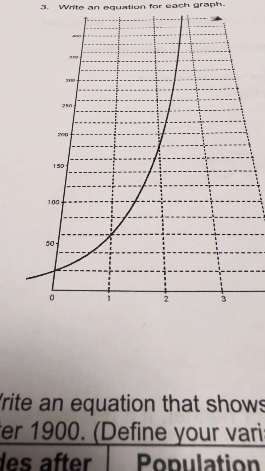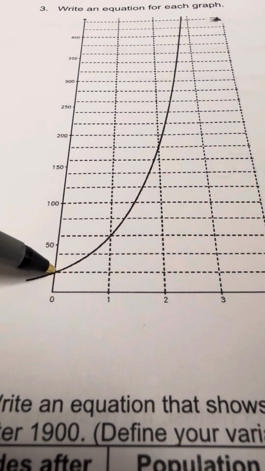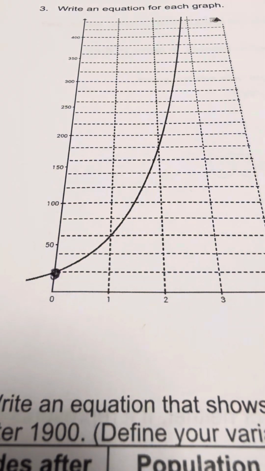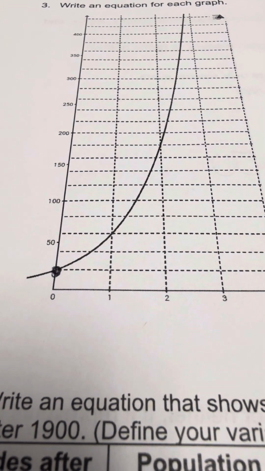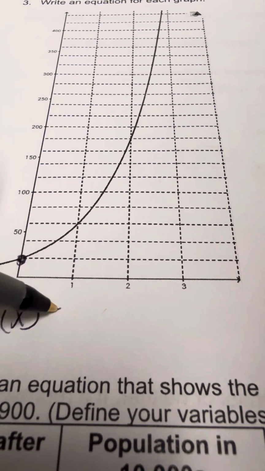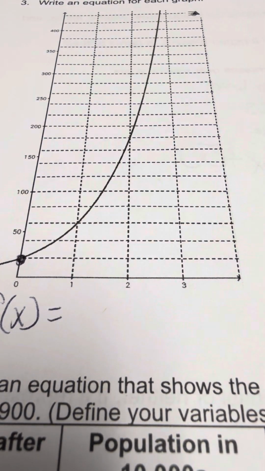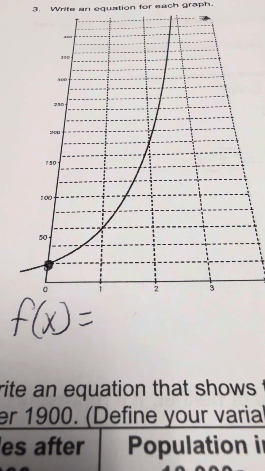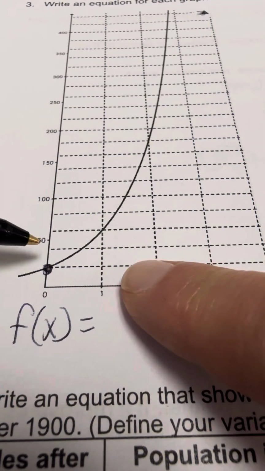We do have a starting value, which would be my y-intercept right here. We're going to need to find out what that is because there's no number there. When we're looking at functions for exponentials and writing the equation, we always start with f of x. So we're going to start there, f of x, and then we want to use that start value, that initial starting point that it's crossing the y-intercept.